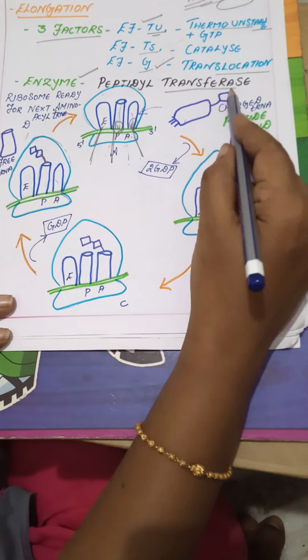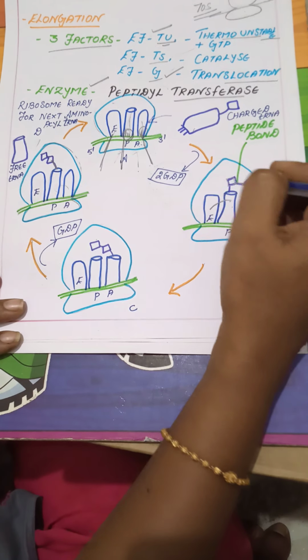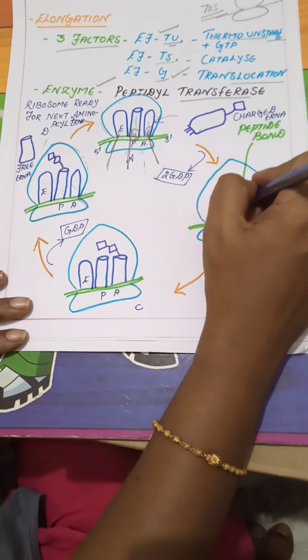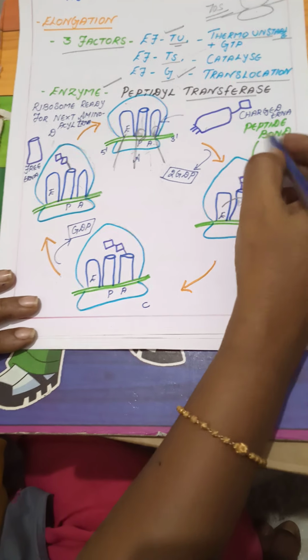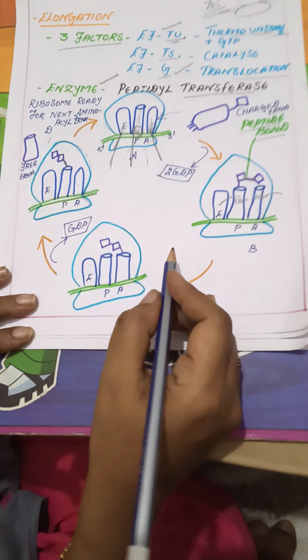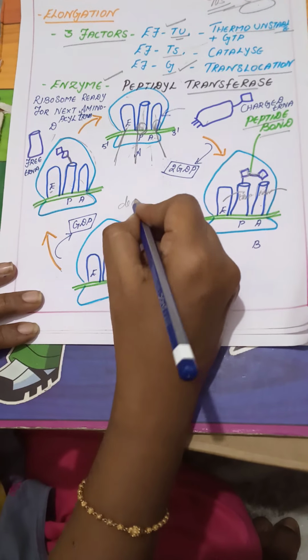The peptidyl transferase enzyme helps in formation of a peptide bond between the A site and the P site. The tRNA present in the A site and the tRNA present in the P site help in formation of a peptide bond between the amino acids. Now the deacylated tRNA.